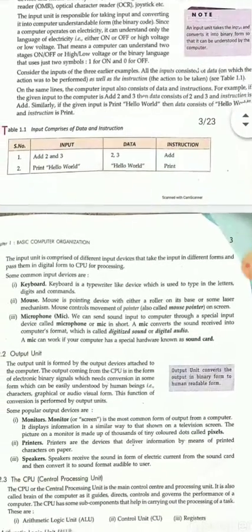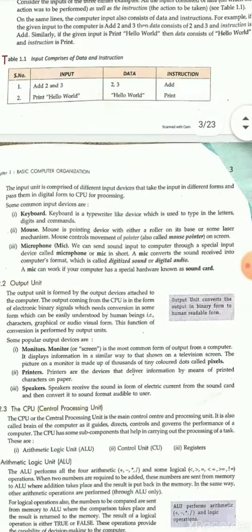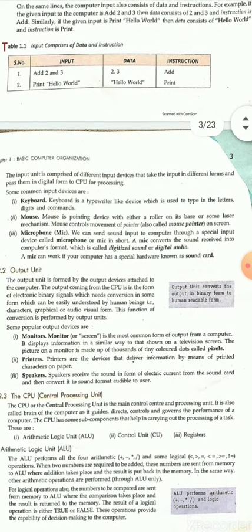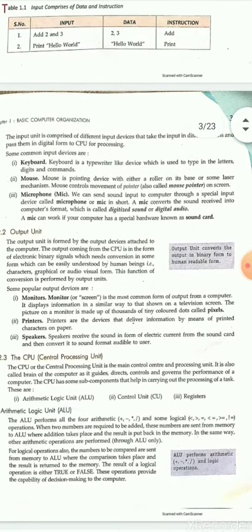Now, moving forward, there are three basic input devices that we use commonly. Keyboard, I think all of you are aware. By pressing keys, we can type something, we can give some instruction. Mouse, a pointing device with either a roller on it or some laser mechanism. Nowadays, we use optical mouse which uses laser mechanism, and microphone that is used to record audio.